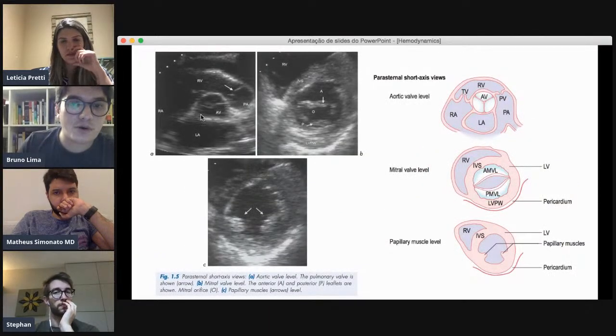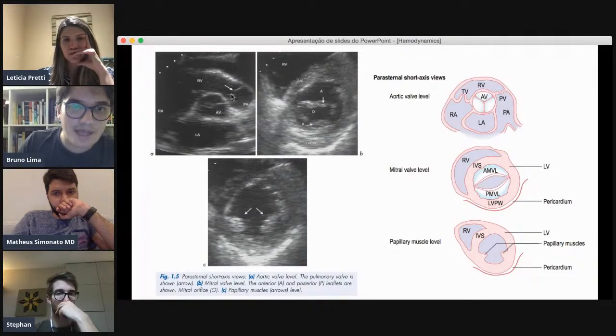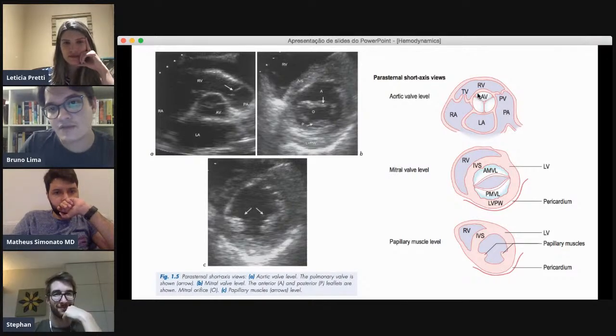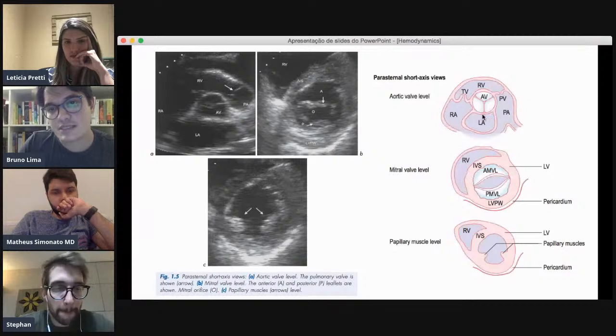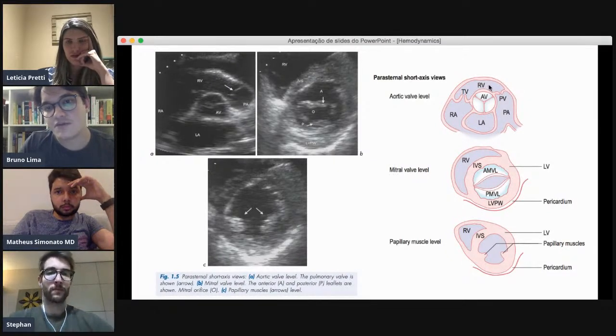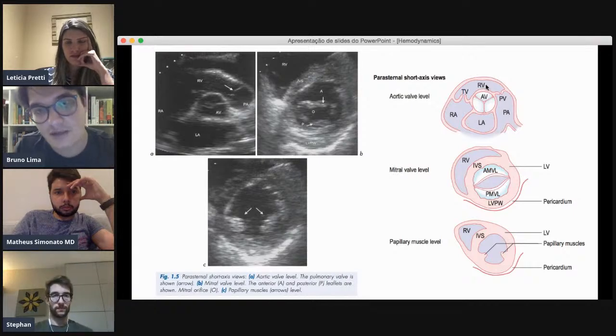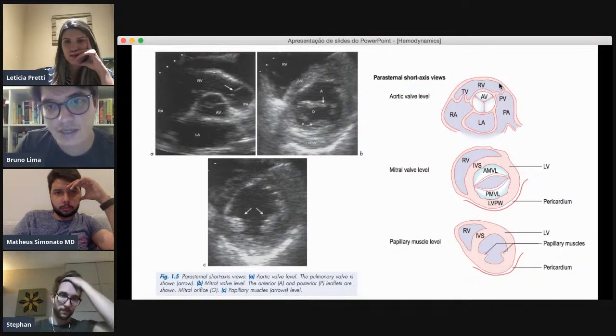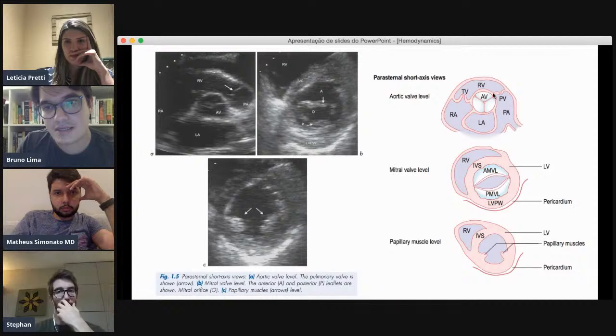If you turn the probe 90 degrees, as I told you, depending upon where you cut, you can cut at the base, and here you're going to see the Mercedes-Benz sign, the aortic valve, and the most posterior structure you're going to see here is the left atrium. Anterior, you're going to have the RV, more precisely the RVOT, or the RV outflow tract. Pulmonary valve, you're going to see the PA. You're going to see the right atrium here, on the aortic level.